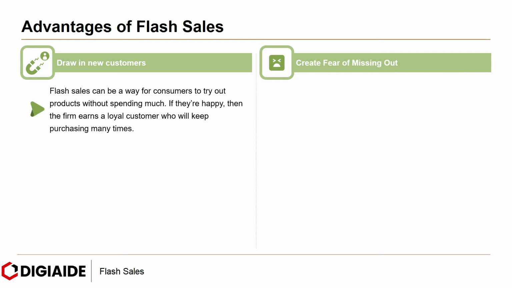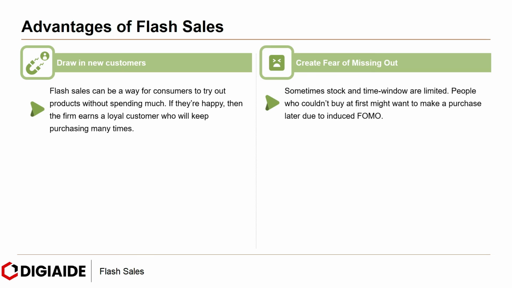Next, create fear of missing out, or FOMO. Sometimes stock and time window are limited. People who couldn't buy it first might want to make a purchase later due to the induced FOMO. They would surely keep track of future promotions and also sign up for the email list.